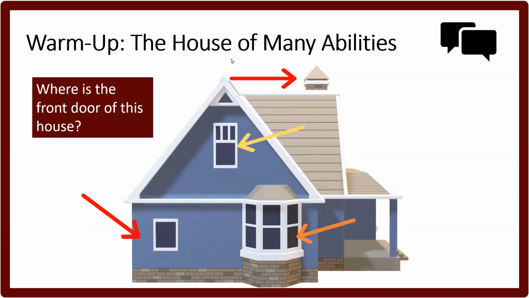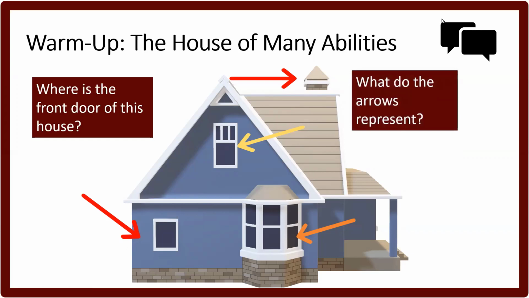Where is the front door to this house? Can we see it? Where is it? Can we agree that we can't see it? Can we agree that it's not right out there where we can see it? All right, so here's our next question. Very important. What do the arrows represent? I had someone say when we did this presentation a year or two ago, ways to break into the house. And you know what? That's not far from the truth. So let me share with you what this means now.